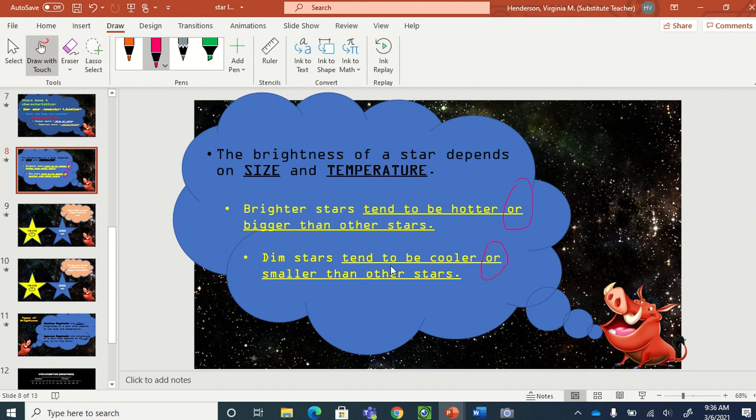Dim stars tend to be cooler or smaller. So we can have a big old red star hanging out, and he's just kind of turning red. He's going from that phase of orange to red to where he's about ready just to twinkle, twinkle, little kapoof.